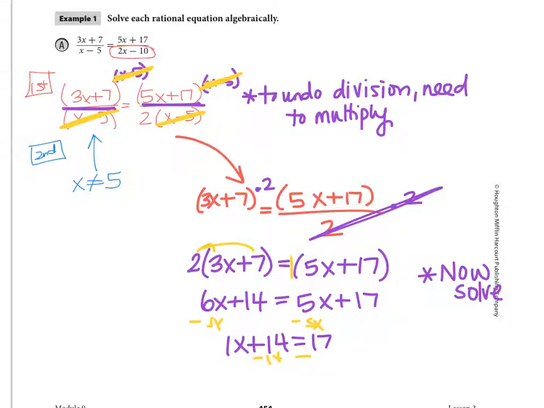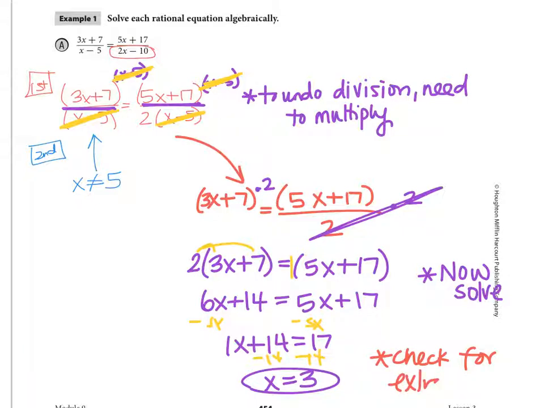Minus 14, which is going to give me x, 1x, or just x equals 3. And the only other thing that you need to do, so this is the last little star you're going to put on this example, you need to check for extraneous solutions.